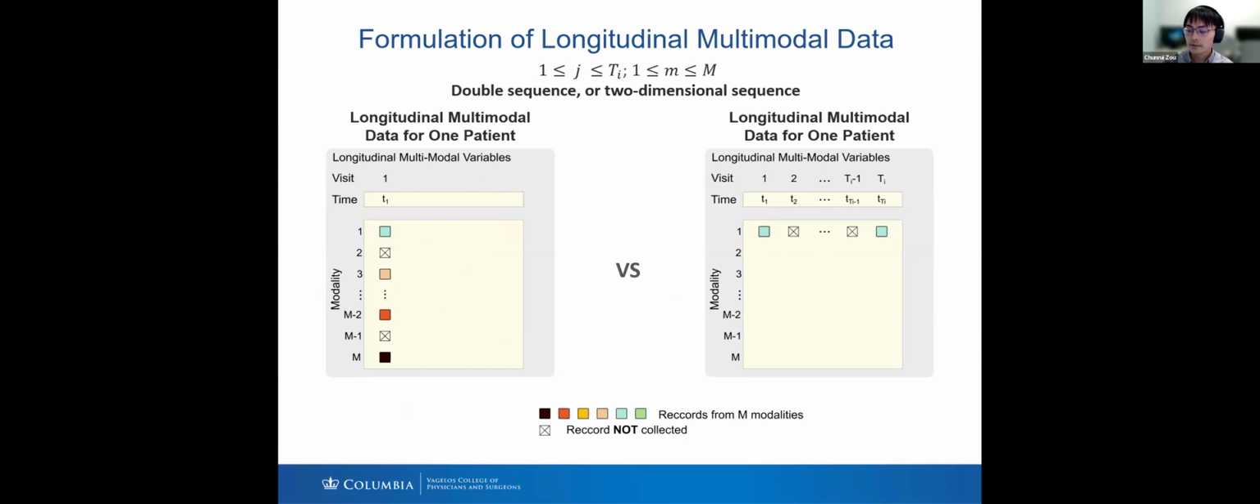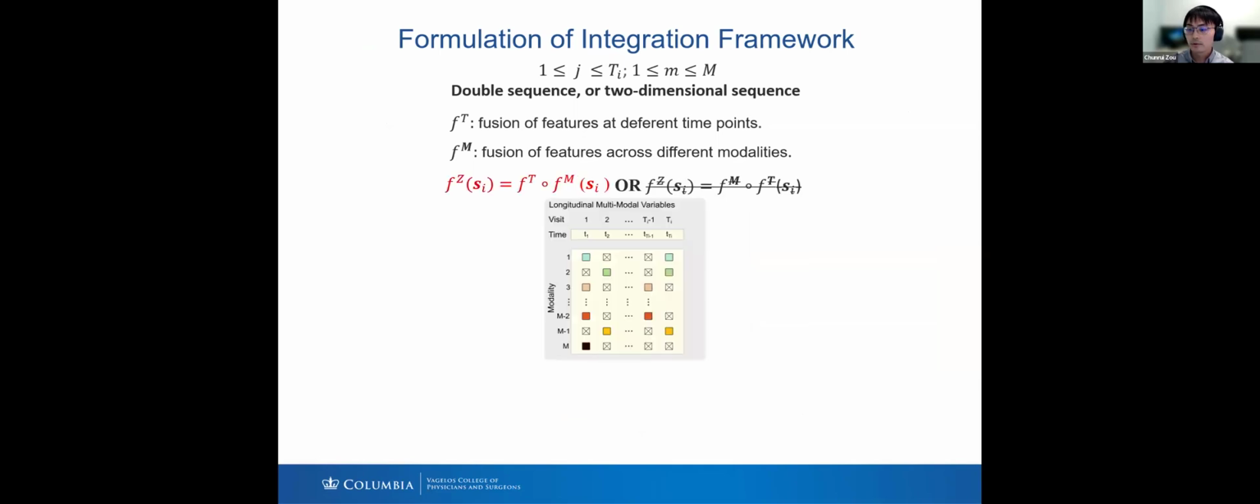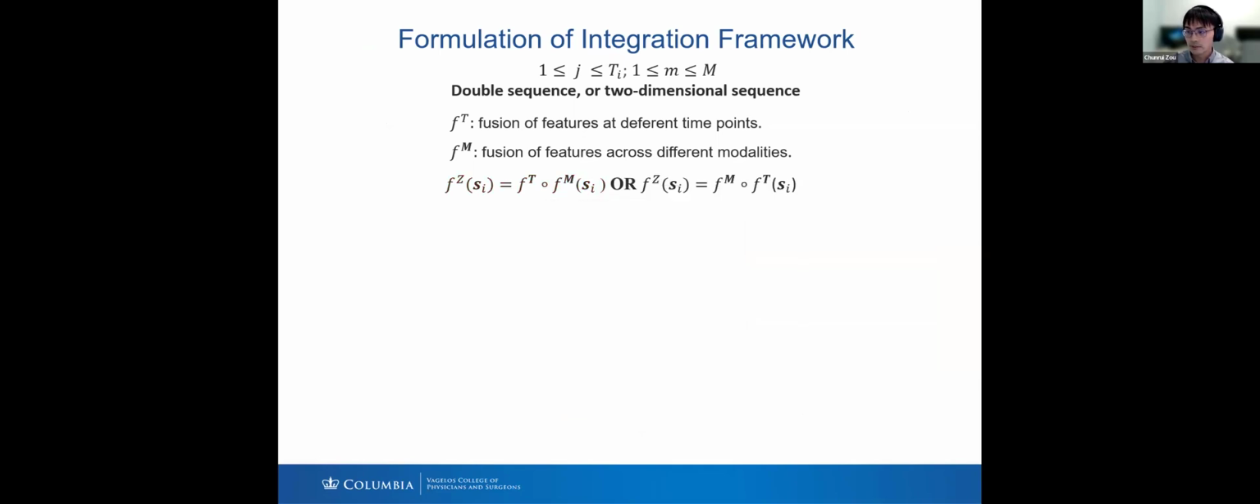Therefore, depending on the perspective, we can view the longitudinal multimodal data as either a sequence of multimodal records or a sequence of longitudinal records. Because the data is indexed in two dimensions, requiring integration at two levels, across time points and across modalities, we have two options for sequential integration. We can first integrate across time points, followed by integration across modalities, or we can reverse this order.